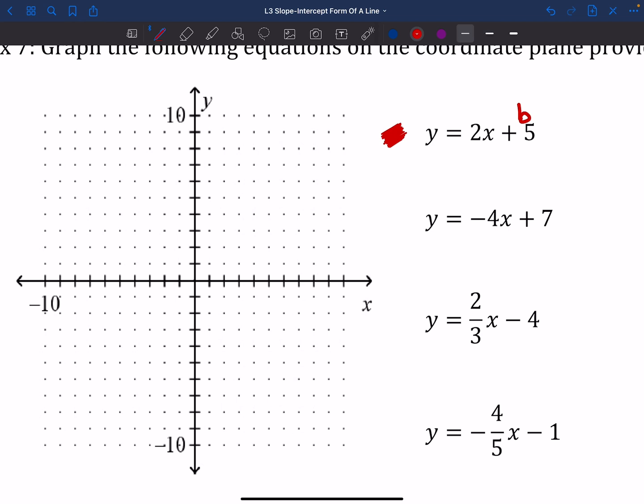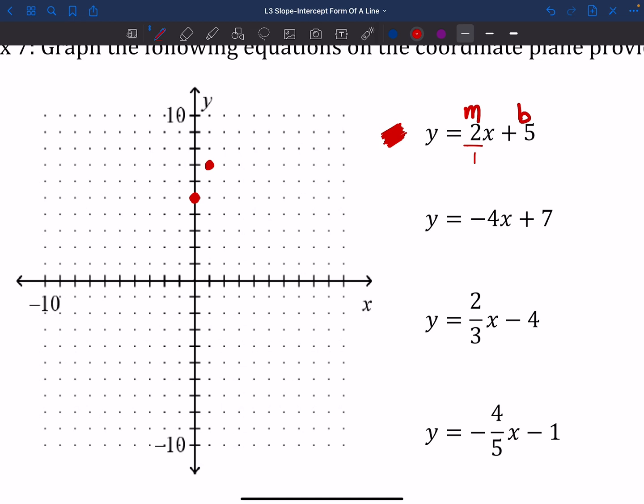Right? So I'm going to go to positive 5 on my Y-axis, and that's where my Y-intercept for that line will be. So that's my first point. After that, I need to figure out what my slope is. And in this one, my slope is 2. And again, we know that 2 is the same thing as 2 over 1, so that gives us a rise and a run to work with. From that initial red point, I'm going to go up 2 and over 1 to the right. We're moving in a positive direction. Give me a second point right there.